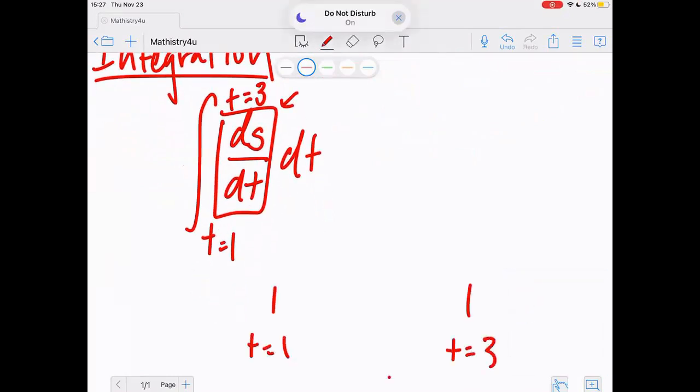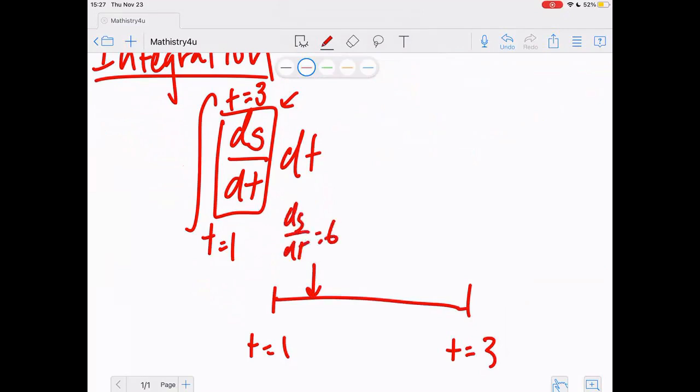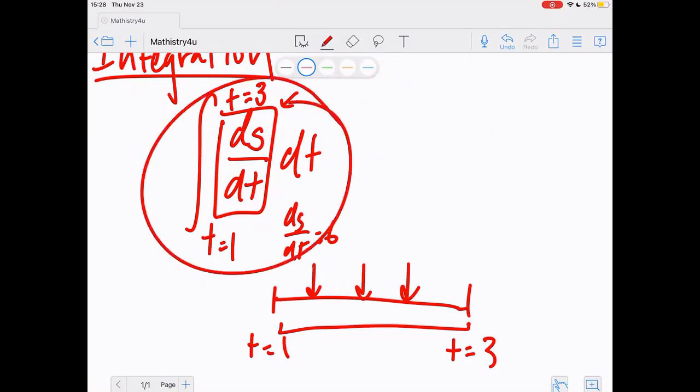So between this time interval, at each moment in time, we see ds/dt equal to 6. So this particle, or this car, is moving to the right at 6 meters per second. And at this point too, at this point too. We want to see, if we add up that movement over this time interval, how far has the car gone? And that's all this integral sign, this symbol, this notation is saying.